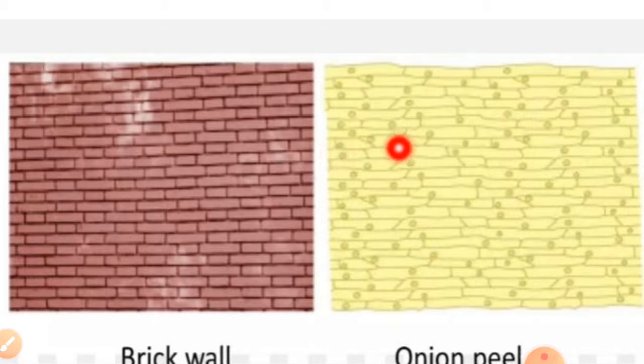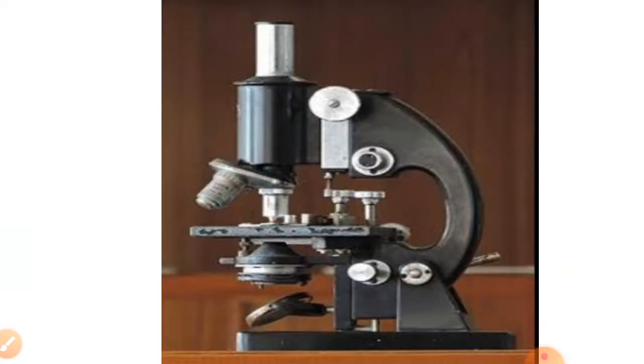So you can observe that all living organisms are made up of very small units, and these compartments are like building blocks, right? You can see this is the onion peel, and it also looks like a brick wall. These are bricks, and this is the original brick wall. So it looks the same. A very small compartment like a building block is called a cell. This is the cell.